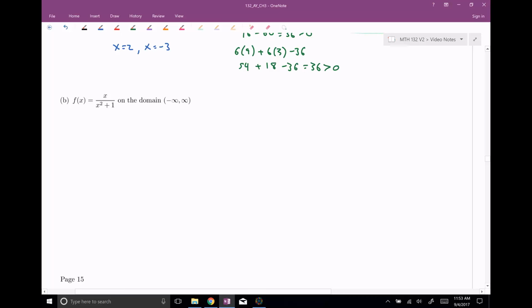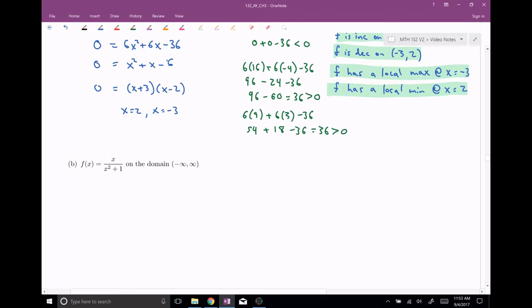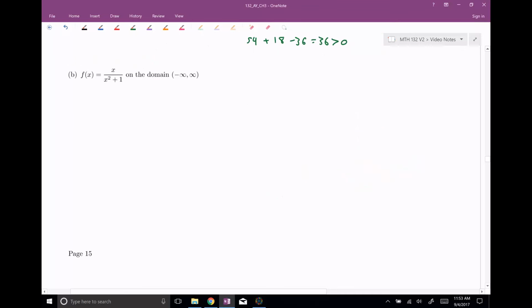I'd like you to go ahead and maybe pause the video, try to get as far as you can. Again, same sort of questions. Where is it increasing, decreasing? Where are the local minimums? Where are the local maximums? So pause the video, get as far as you can on this one, and then you can unpause it and I'll spoil the surprise.